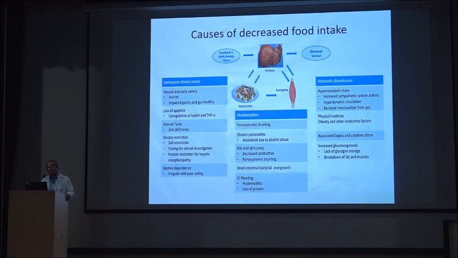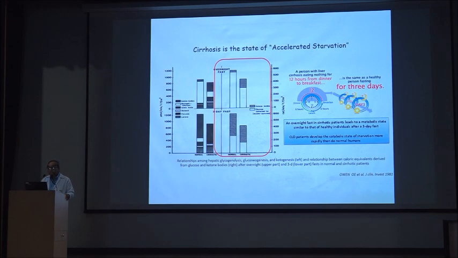So what are the causes of decreased food intake? There may be nausea, early satiety due to ascites. There may be upregulation of leptin and TNF-alpha, which can lead to decreased appetite. There may be altered taste due to zinc deficiency, and food may also not look very tasty because we generally advise salt restriction, and they are fasting for clinical investigations, and there may be an element of encephalopathy as well.